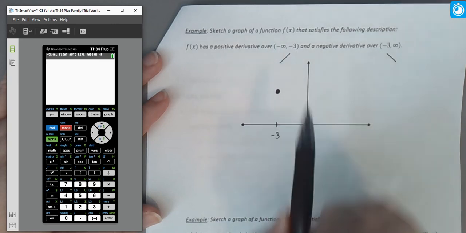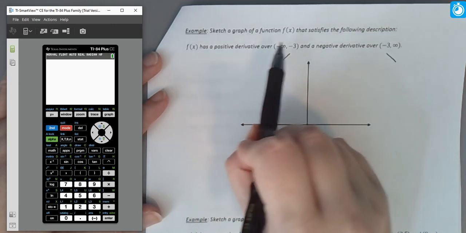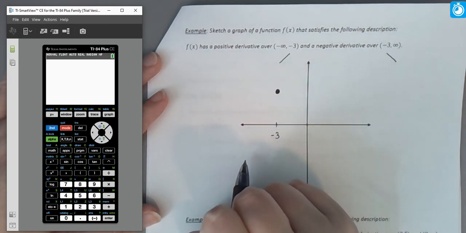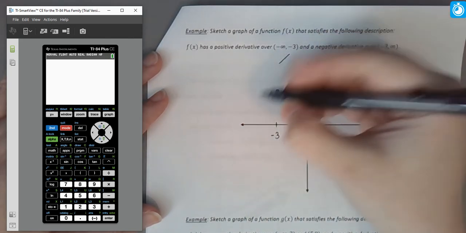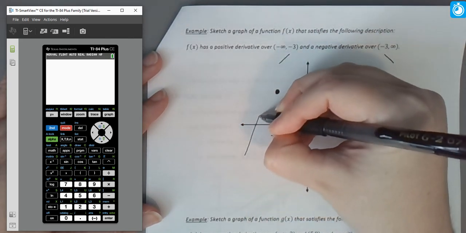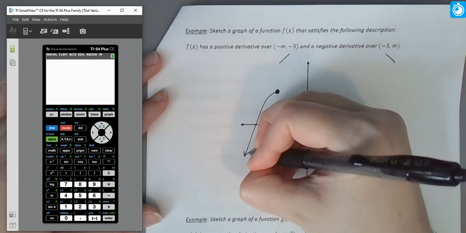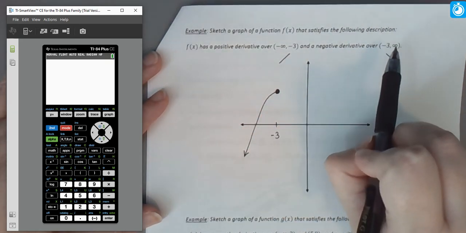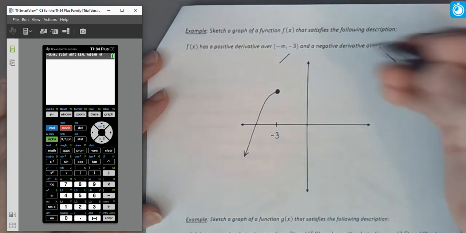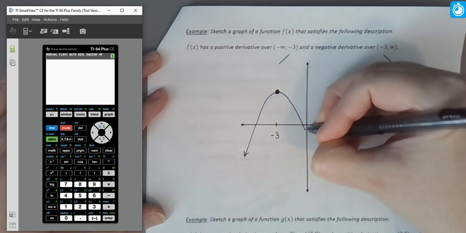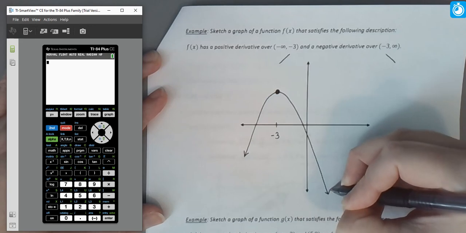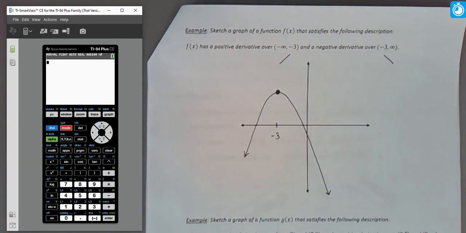So for everything less than negative 3, we know we have a positive derivative, which means we're increasing from negative infinity to negative 3. So maybe we have something like this. Increasing from negative infinity to negative 3. And then from negative 3 to positive infinity, we're decreasing. So we have something maybe like that. So that's an example of a graph that would meet these requirements based on the values for the derivative.